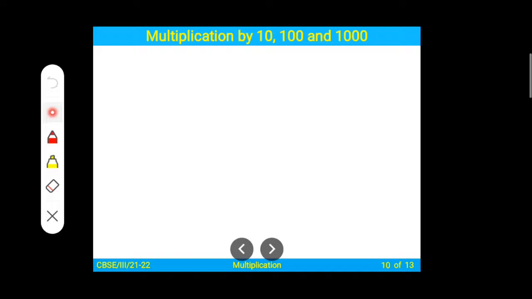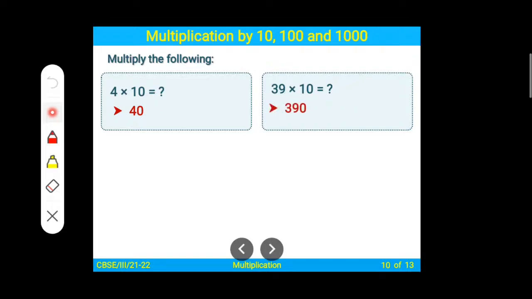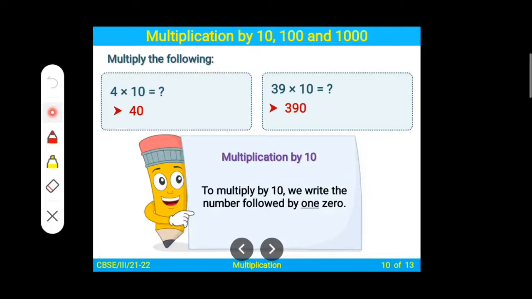Now it's the multiplication turn. What should we do? For example, 4 multiplied by 10. What is the answer? Means 4 tens are 40. Second example, 39 multiplied by 10. You can arrange them vertically and check your answers. 39 multiplied by 10 is 390.